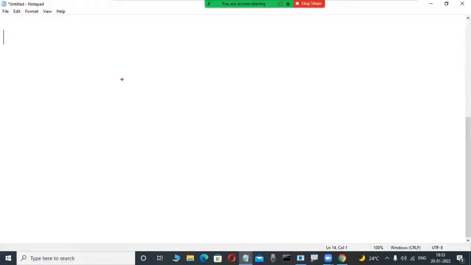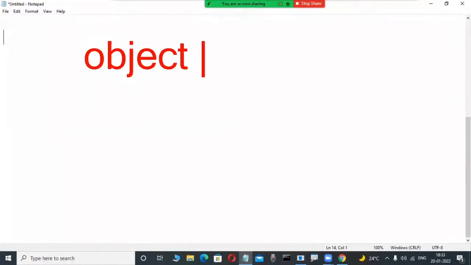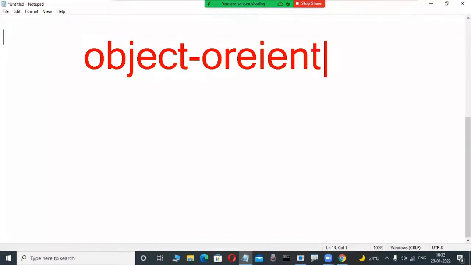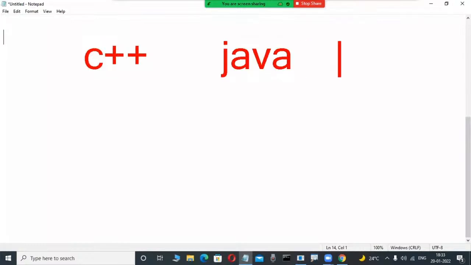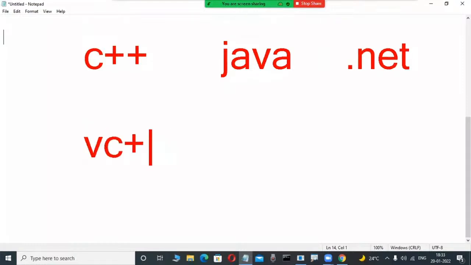Suppose there are so many object-oriented languages. Okay, a little bit of technical knowledge is there. Object-oriented languages exist worldwide. Maybe so many fellows have an idea. What are the object-oriented languages worldwide? C++ is an object-oriented language. Java is a popular object-oriented language. C# .NET is an object-oriented language. VC++ is an object-oriented language. That's why there are so many object-oriented languages.